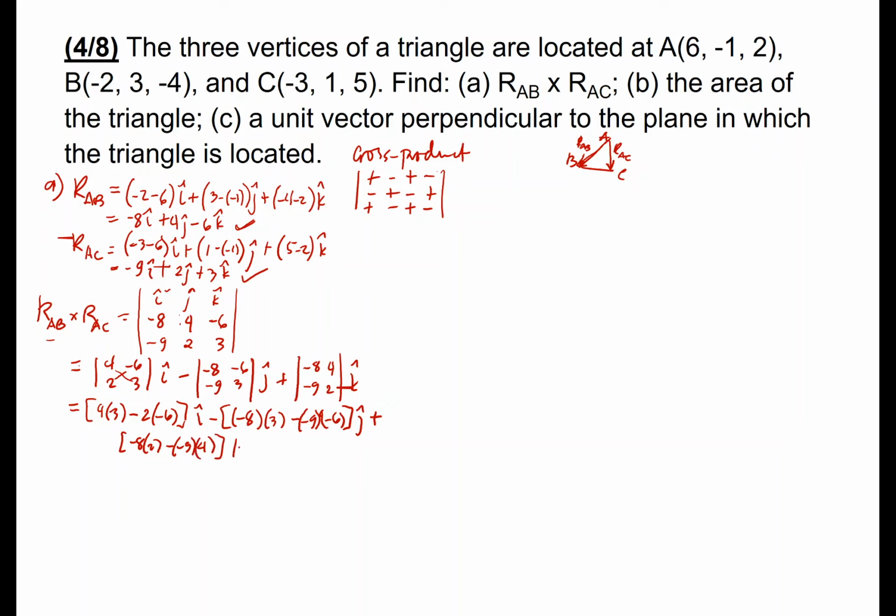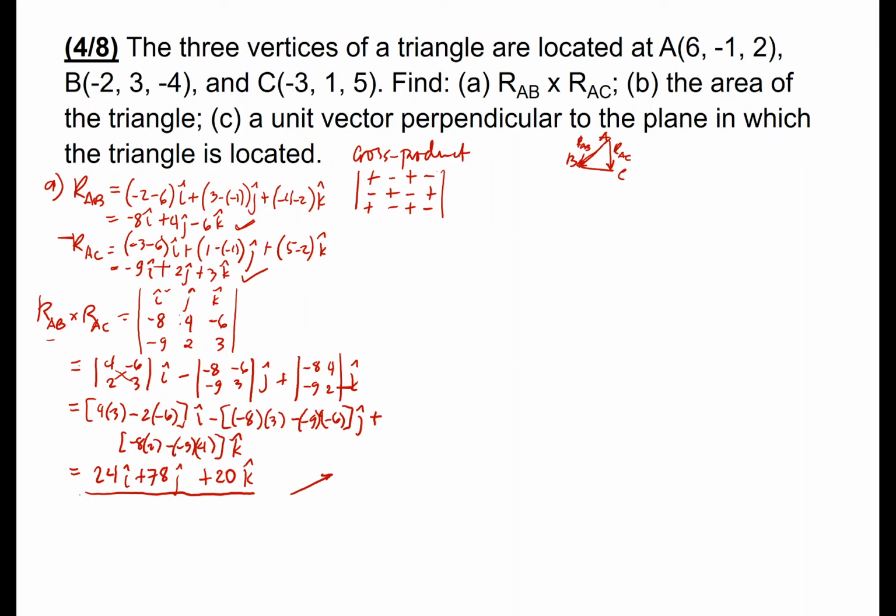Then for your K, you just simply solve this one, then you will get the answer. So using your calculator, we can solve for this. So the final answer is 24i, 78j, and 20k.